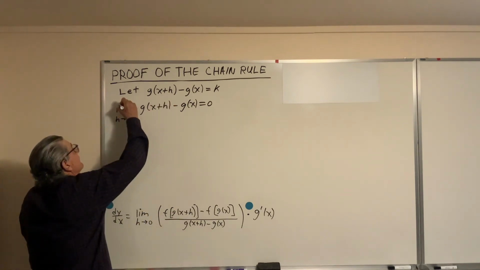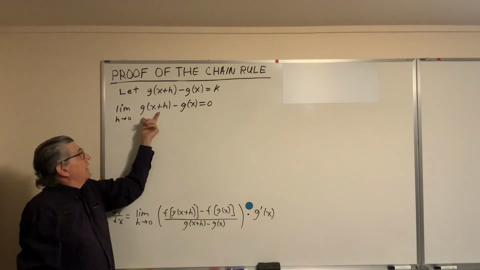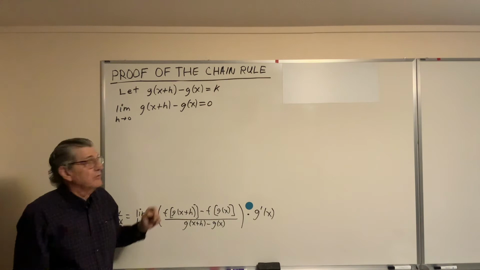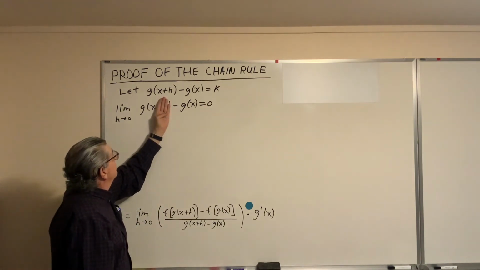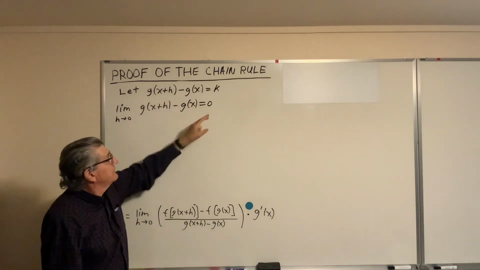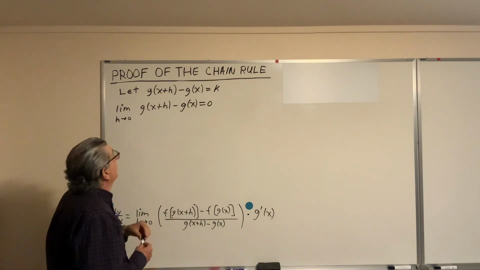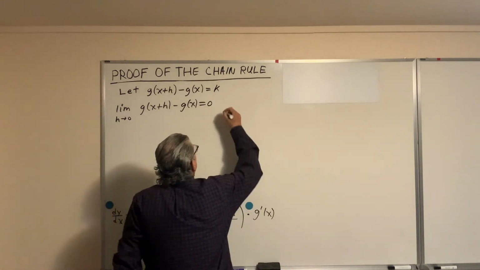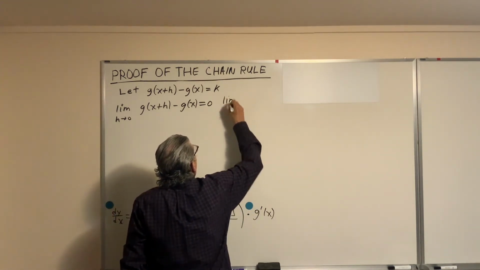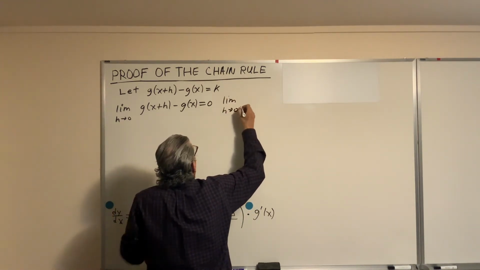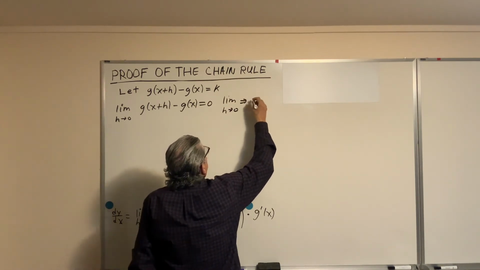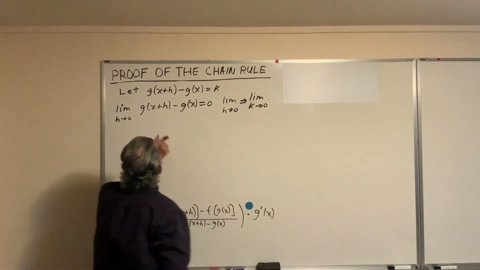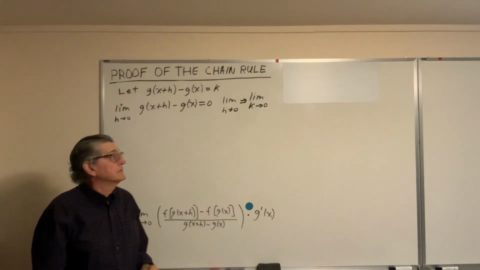Now, if we take the limit of g of x plus h minus g of x as h goes to 0, this h goes away. We have g of x minus g of x, which is just 0. At the same time, this is also k. So we see the limit as h goes to 0 is the same as the limit as k goes to 0. As this goes to 0, k is going to 0.